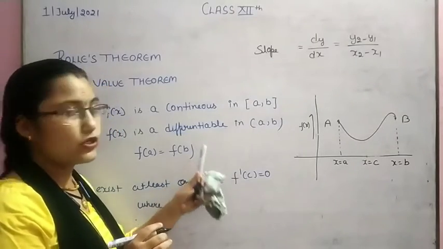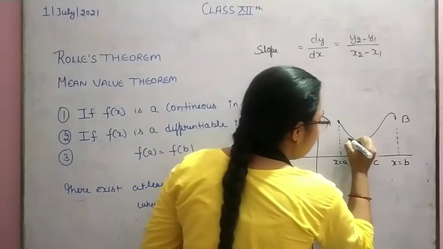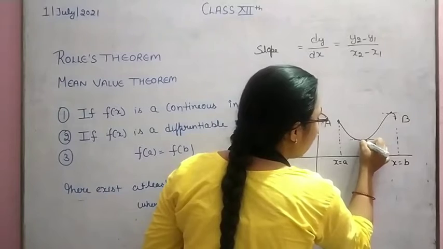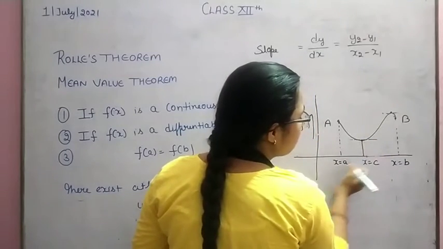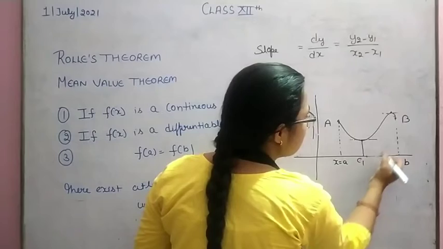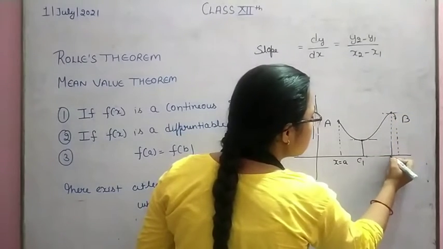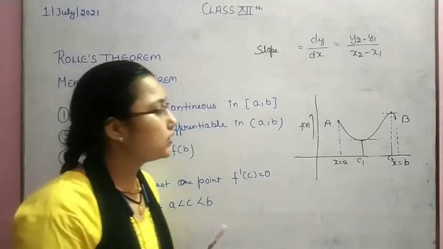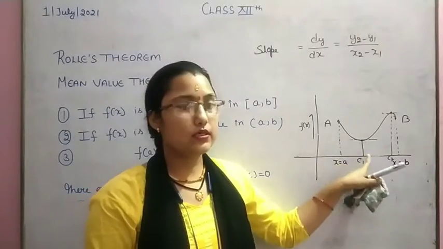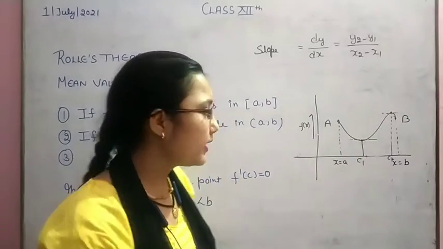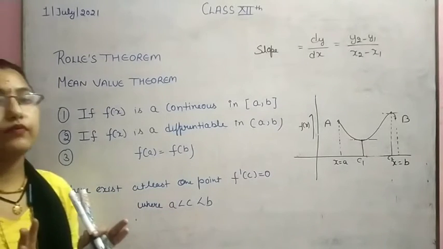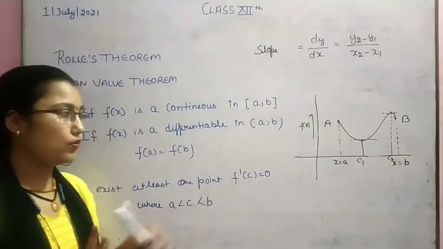So that means this is differentiable also. If we draw the tangent line at this point and at this point, we notice the slope of this graph is equal to 0 at point C1 and at point C2 also. So here we get 2 points where the slope of the function is equal to 0. Correct? So the meaning of "there exists at least one point" is that we get a minimum of one point where the slope of the graph is equal to 0.